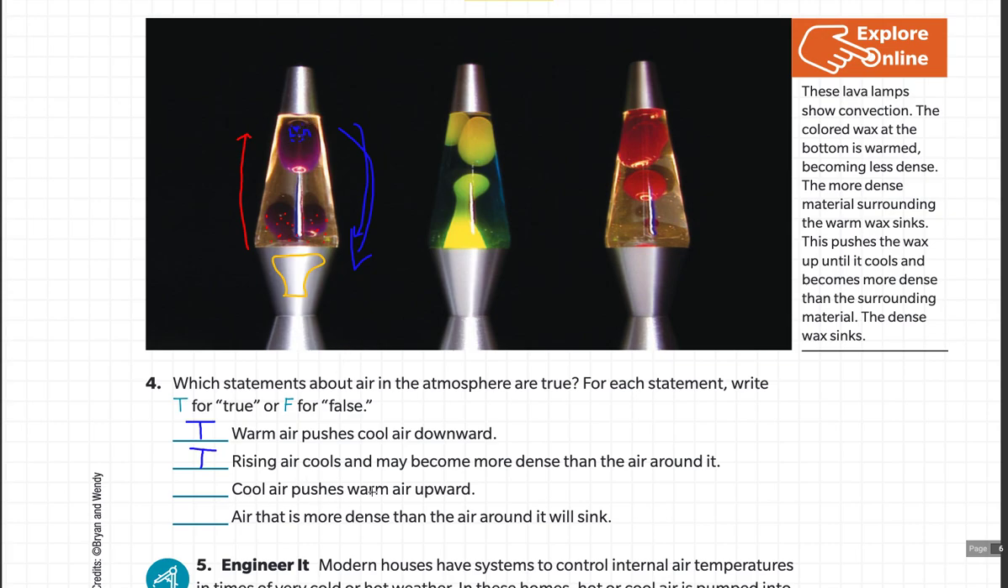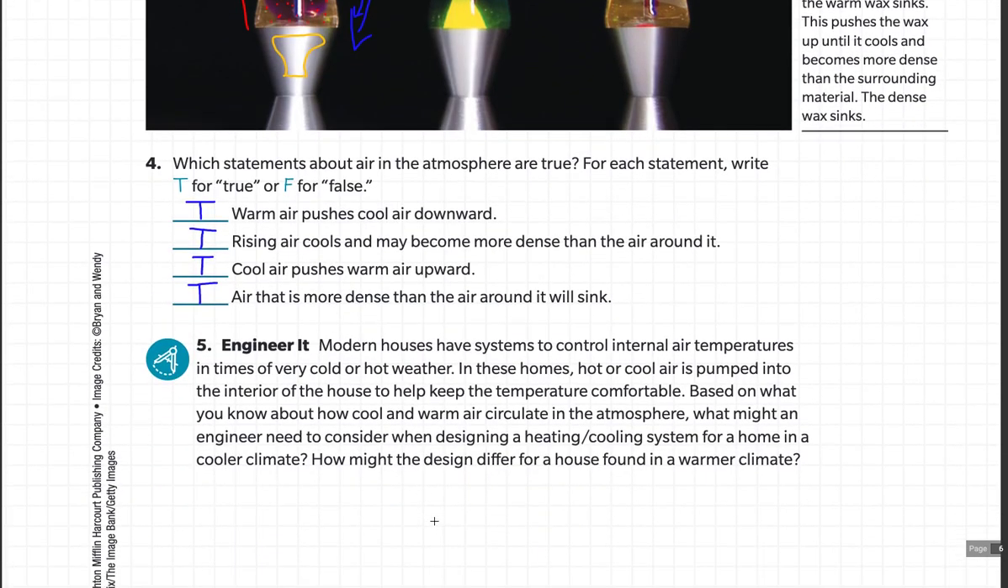Cool air pushes warm air upward. This is not really... yes, this would be true, because if it is cooler, it would be more dense, so it would push it up. Air that is more dense than the air around it will sink. This is true. Things that are more dense will sink in comparison to things that are less dense. This is why things sink and float in water. If it's more dense than water, it sinks. If it's less dense than water, it floats.